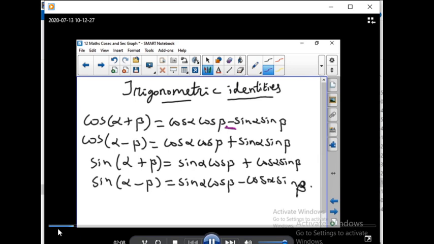And for sine, we have left hand side plus and right hand side also plus. On the right hand side, sin alpha cos beta is one term, then cos alpha sin beta is the other term. Similarly for sin(alpha minus beta), left hand side minus, so right hand side also minus, and the terms are sin alpha cos beta, cos alpha sin beta. So differentiate the four identities and learn thoroughly.